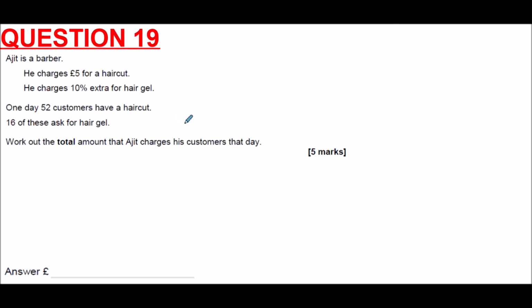Question 19. Ajit is a barber and he charges £5 for a haircut and 10% extra for hair gel. So we're told that on one day he has 52 customers that have a haircut. So if he's charging £5 for a haircut and 52 customers have a haircut, that's going to be a total for those customers, just for the haircuts alone, of 52 times 5.